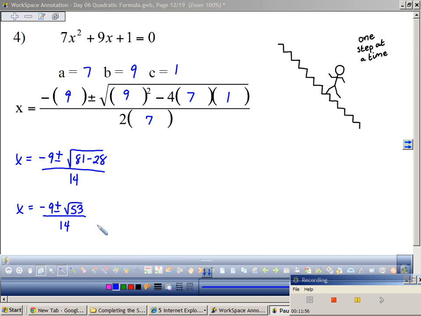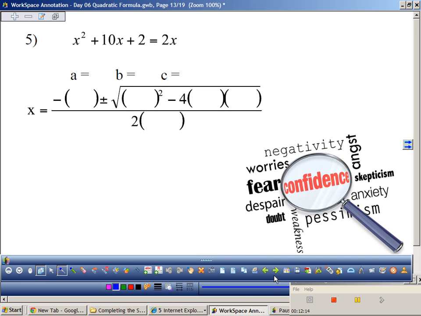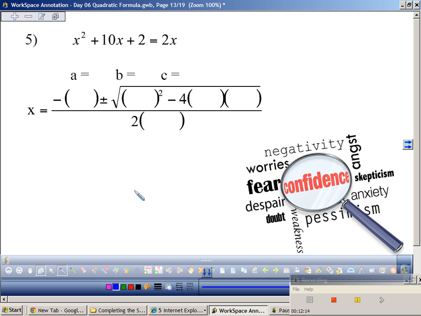How you guys doing? Good? Can I do anything else with that? Nope. Moving on. Try this one. Let's do the first step together. What do I need to do first? I need to subtract what?